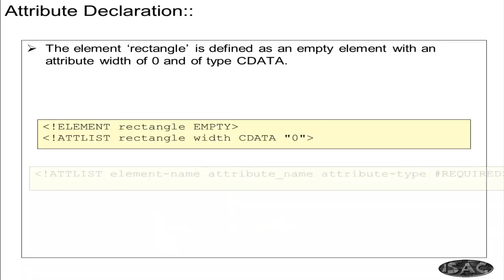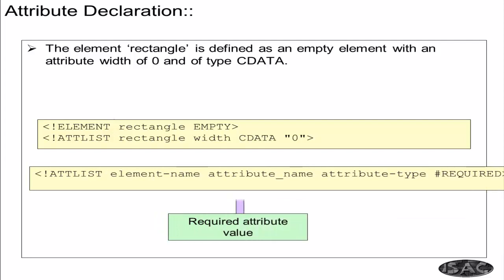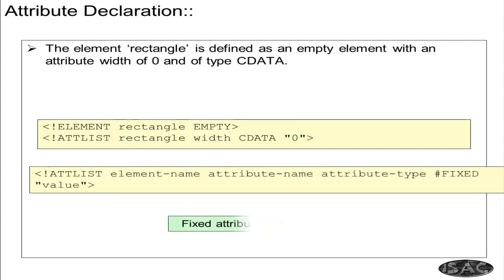Next is the required attribute value. What it says is that if you do not provide this attribute, the validation of the XML file will fail. So if the attribute says that it is required, then you must provide this attribute as part of the element so that the validation will not fail. Fixed attribute value means that the value of this attribute is fixed. You cannot change it after that.